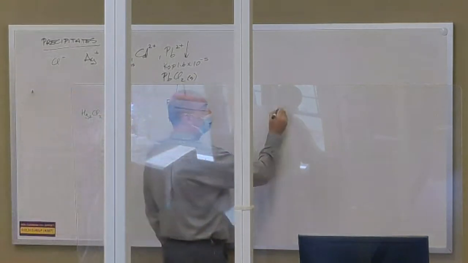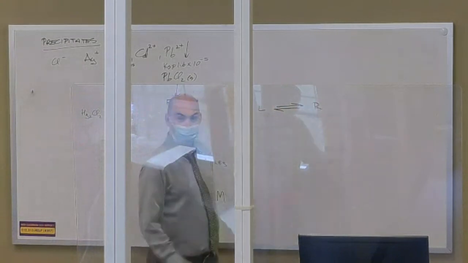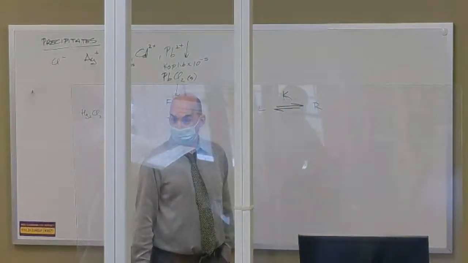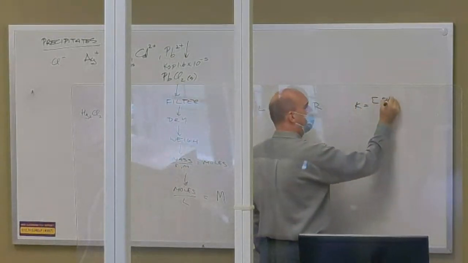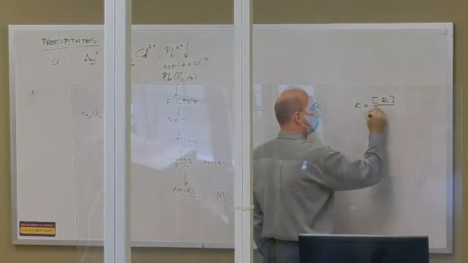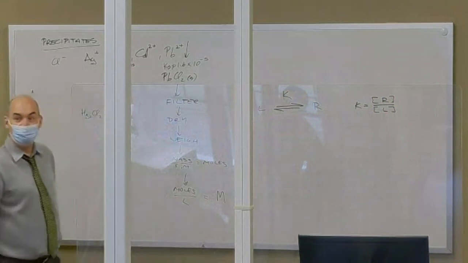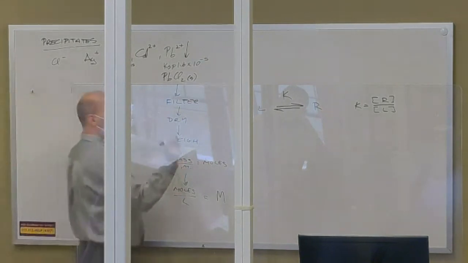The value of K expresses how far to the right. K is the concentration of products divided by the concentration of the reactants. So what does a smaller value of K mean? It means that the reactants haven't gone over to products yet.